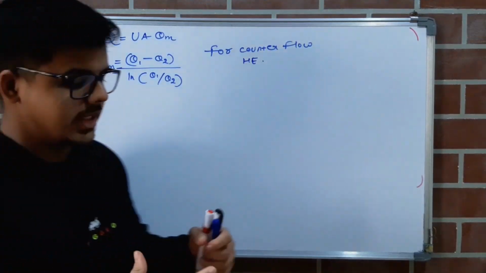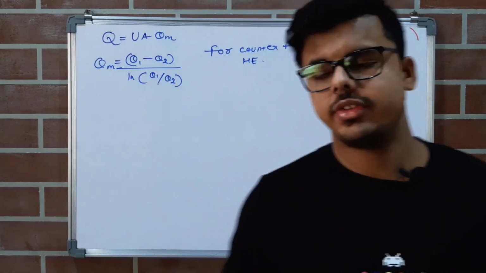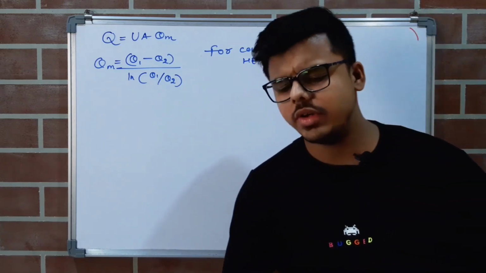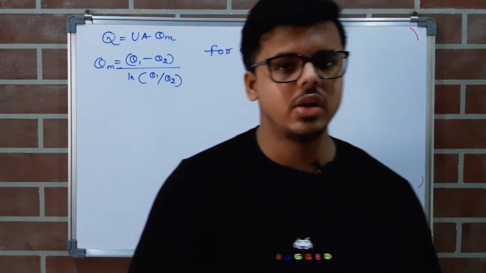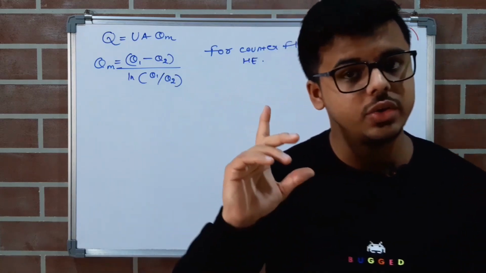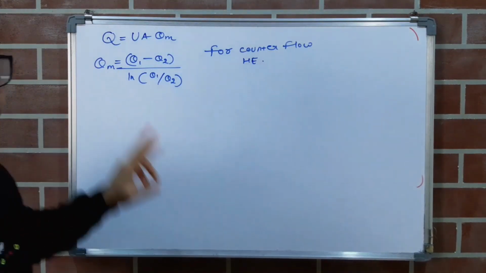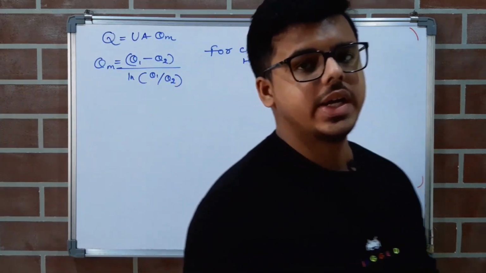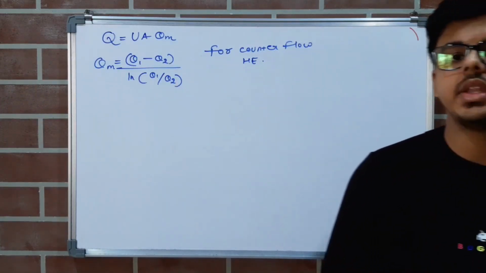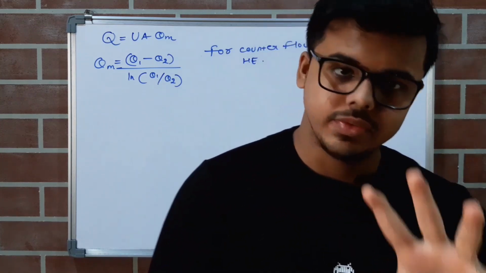So now we will see that special case. If you solve sums of parallel flow and counter flow heat exchangers, you will observe that in the case of counter flow, the value of theta m will always be greater as compared to the value of theta m in the parallel flow. Why it is so, we will see.